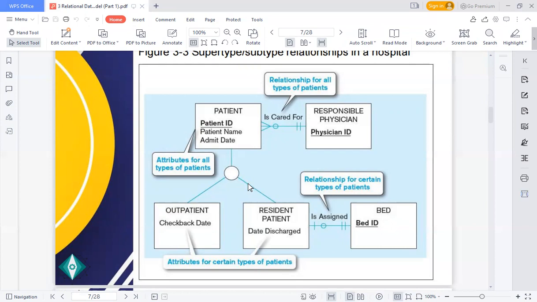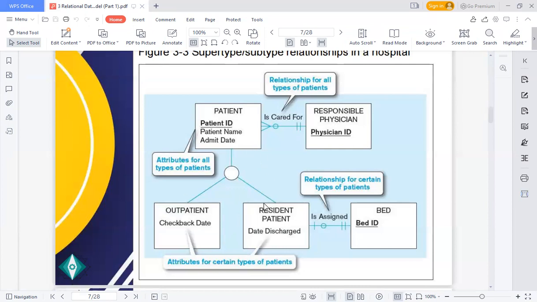So let us try to discuss further this supertype subtype relationship. So we have here the subtype patient. The patient can either be an outpatient or a resident patient. When you say resident patient, that is an admitted patient. Now, in every patient, whether outpatient or resident patient, there is a physician assigned to him or her. That is why the relationship between the responsible physician and patient is cascaded through the two subtypes, outpatient and resident patient. So each patient will have his own physician, whether he is an outpatient or a resident patient.